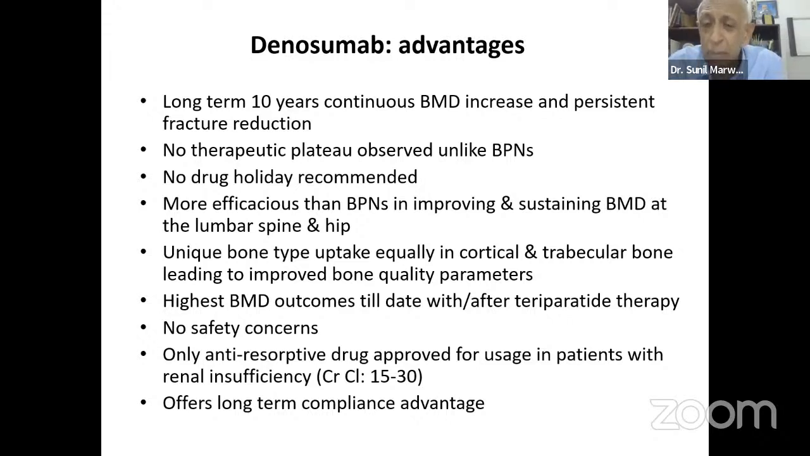So it's a wonder drug. The only anti-resorptive that is used for patients in renal insufficiency. So thank God we have a drug which can even work in renal insufficiency, but with lots of caveats, which Dr. Tiwari will be telling us. It offers a long-term compliance advantage.